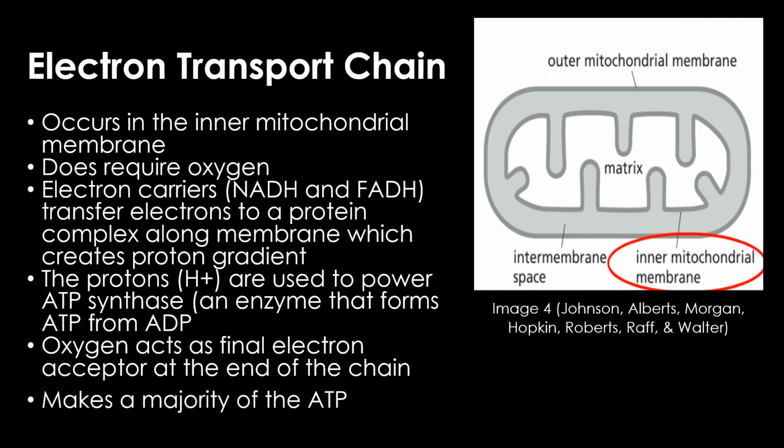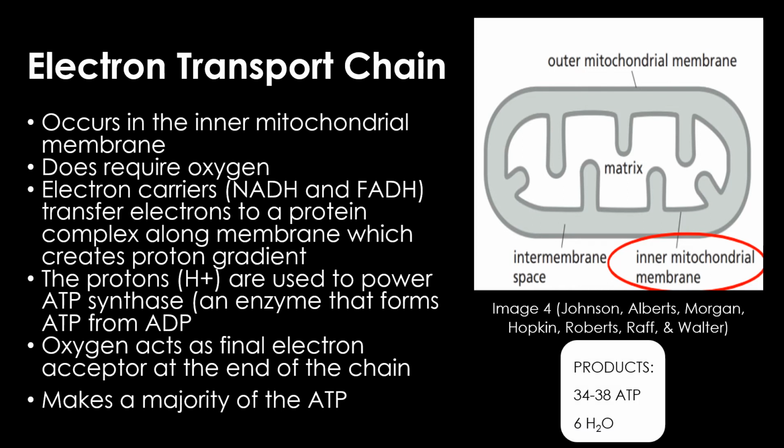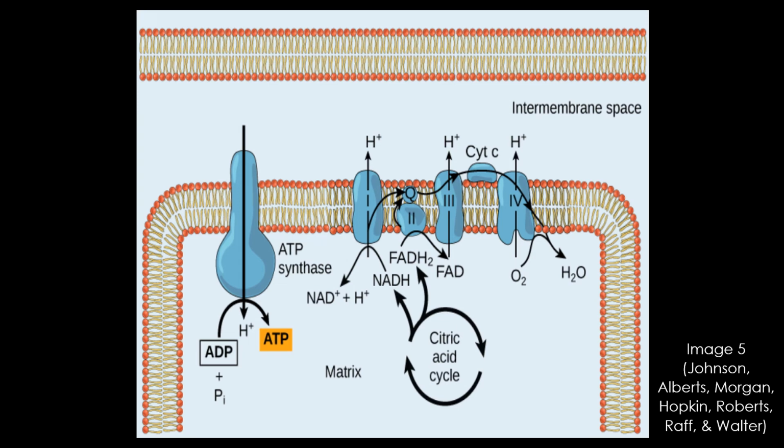The electron transport chain makes a majority of the ATP from cellular respiration, usually averaging a production of 34 to 38 ATP molecules in this step. This image shows the electron transport chain in action. Notice how the electron carriers from the citric acid cycle are going straight into the electron transport chain to donate those electrons. The carrier proteins pump the hydrogens across the membrane to be used by the ATP synthase enzyme shown. Also notice how at the end of the protein chain, oxygen acts as the final electron acceptor to form water.